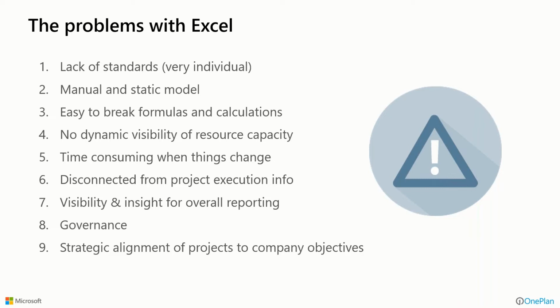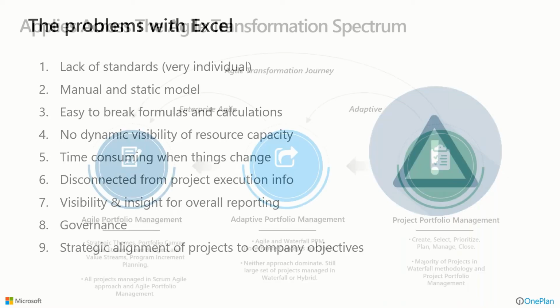And it's not really connected to the project execution or schedules of what we're working on in the portfolio. So it ends up being a separate artifact when you do it in a spreadsheet. And it really doesn't give you necessarily the combined insights for overall reporting and decision support. And it definitely doesn't give you the strategic alignment component, to make sure that these resources are working on the right things from a set of company objectives.